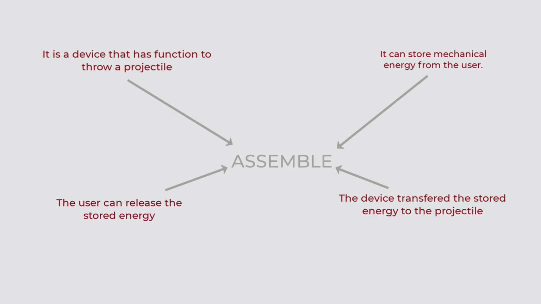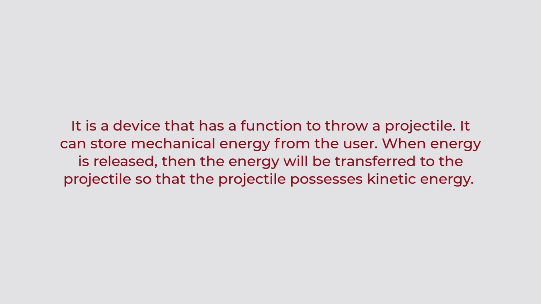When we combine all the answers into one cohesive paragraph, it becomes, it is a device that has a function to throw a projectile. It can store mechanical energy from the user. When energy is released, then the energy will be transferred to the projectile so that the projectile possesses kinetic energy. Congratulations! You've successfully formulated the primary concept of the catapult. By following the step-by-step thought process, you've gained the foundational knowledge needed to begin innovating.